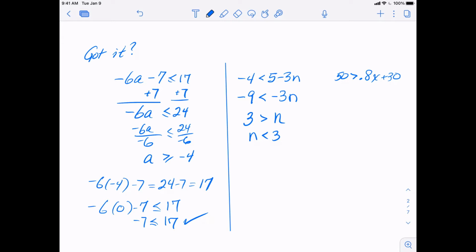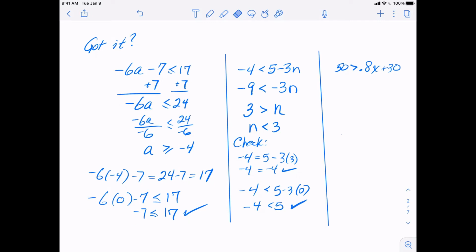So now let's check 3 in this. So here's our check. Negative 4 equals 5 minus 3 times 3. And indeed, 5 minus 9 is equal to negative 4. So that checks. Now let's check a number that's less than 3. And we'll check 0. So negative 4 is less than 5 minus 3 times 0. This is negative 4 is less than 5, and that's correct.